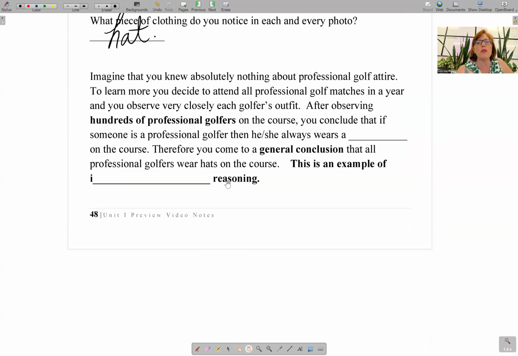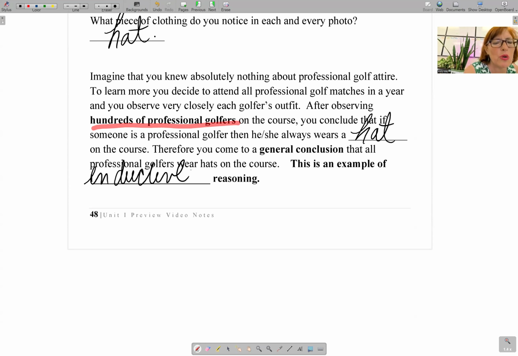let's say you knew nothing about professional golf attire. You decide to attend all professional matches for a year and observe. You observe hundreds of professional golfers, and you conclude that if someone is a professional golfer, he or she will always wear some form of hat on the course. You come to the general conclusion that all professional golfers wear hats on the course. This is an example of inductive reasoning.